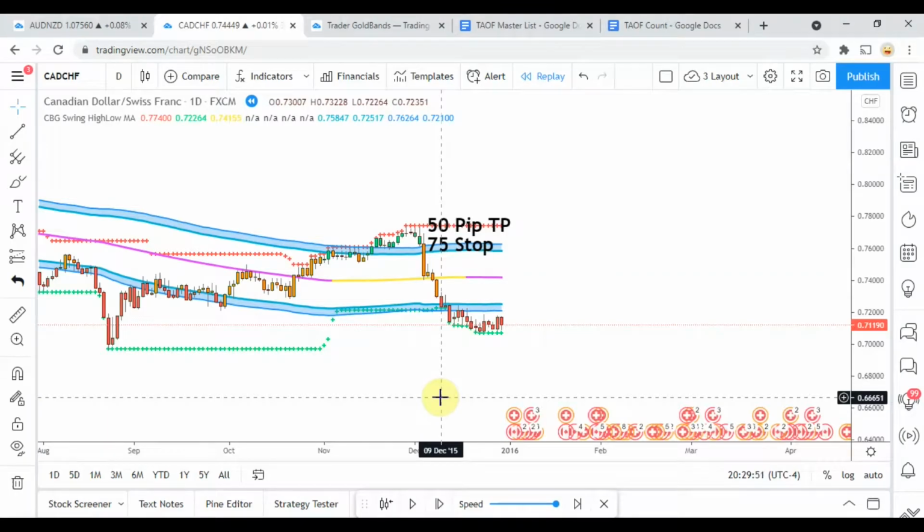Welcome back, viewers. Today we will be testing the CBG Swing High-Low MA.